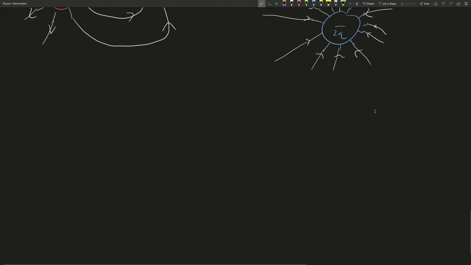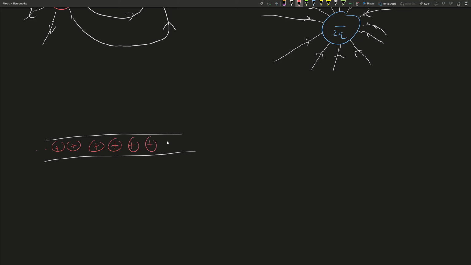Now, so far we've only looked at point charges, but what about plates? Let's just say we have a plate of charges here. Let's say it's positive charges that extends infinitely far, so this keeps on going, and these are evenly distributed. Now, what will the field lines look like for this?